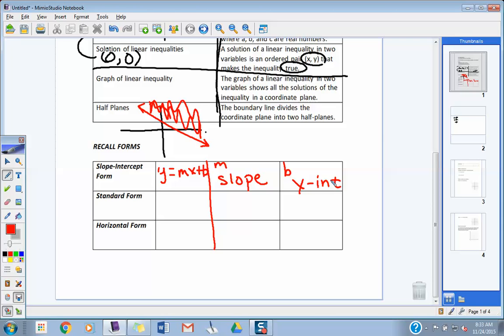All right. Now the one that we're going to probably use most often in this section today is going to be an inequality that involves standard form. Standard form, I'm going to write down here, is the one you're going to use most often. Standard form takes on the form ax plus by equals c. All right, ax plus by equals c.